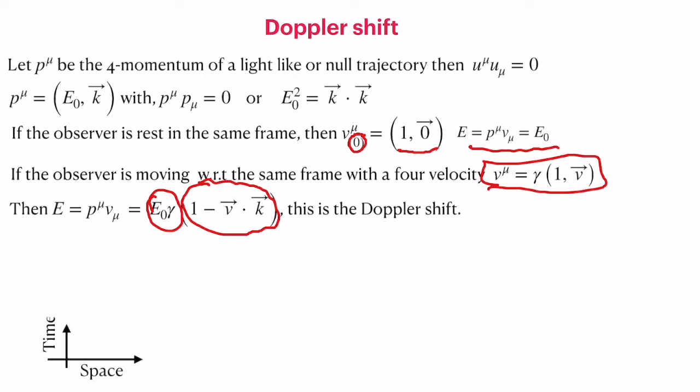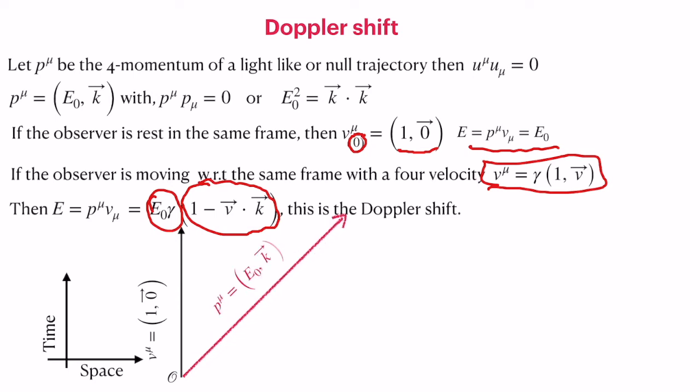Let us look at it pictorially in the space-time diagram. You have frame O in which you are observing. The first one is a rest observer whose four-velocity is given by v^μ, which is (1, 0). It just follows the time axis. On the other hand, we have a light ray which is propagating in that frame, and that is always going to make a 45 degree angle with respect to the time axis. So the angle between a rest observer and the light ray is going to be 45 degrees.